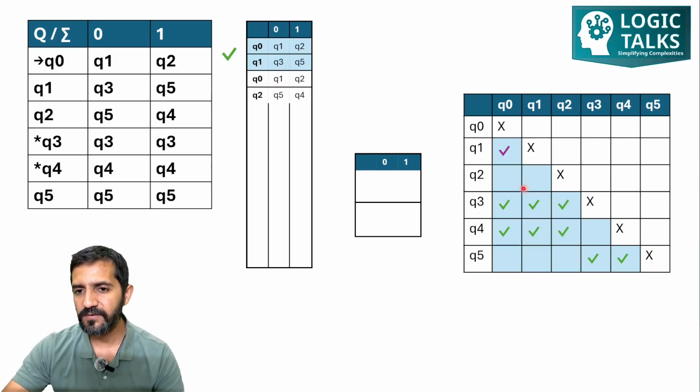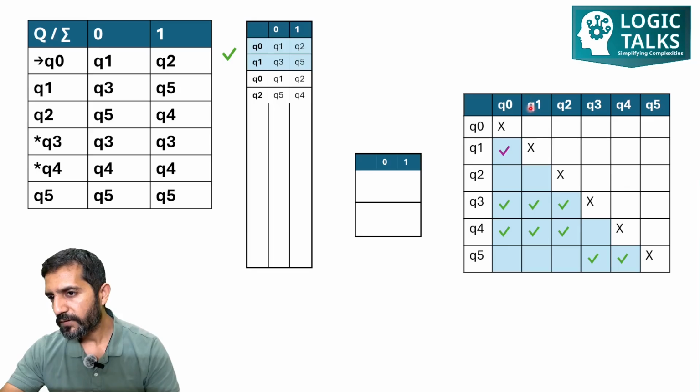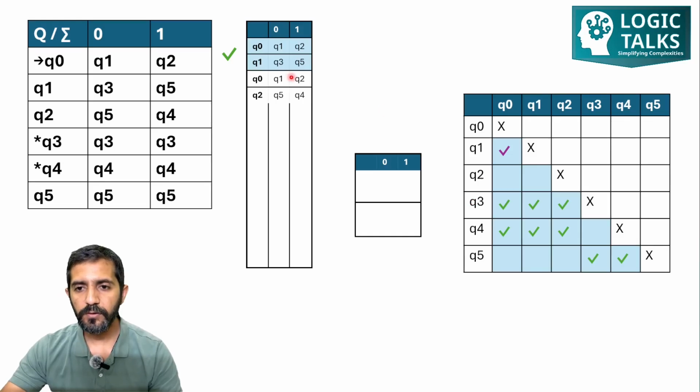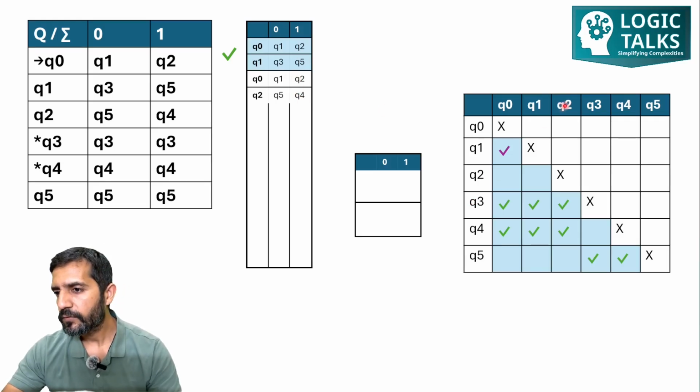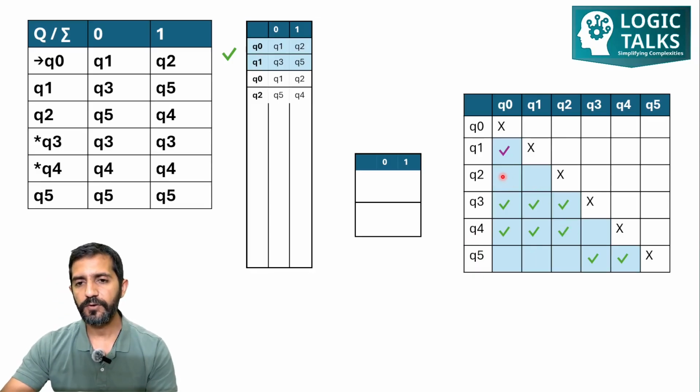We will check in this table Q1, Q5. This is unmarked. Okay, no problem. Then we are having Q2, Q4. This is marked. Therefore, we also need to mark Q0, Q2.